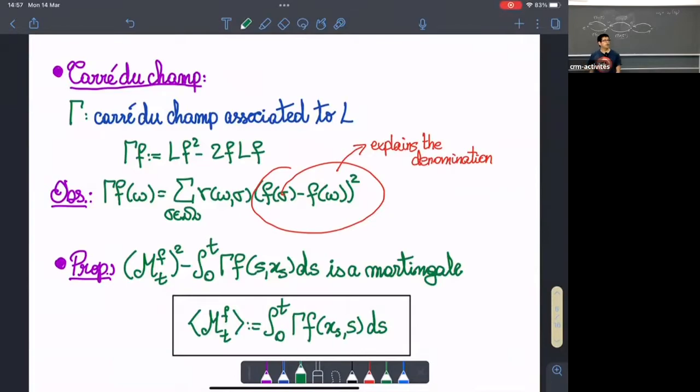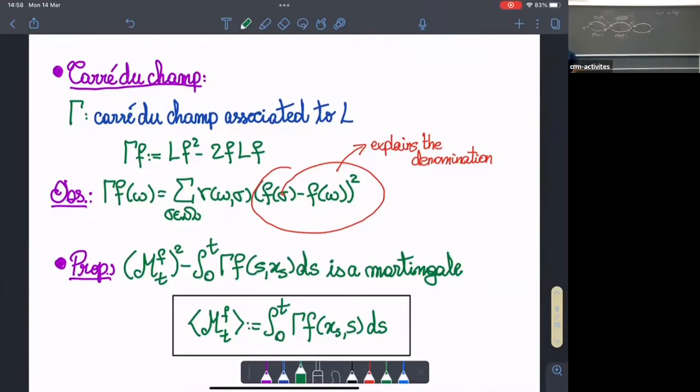Okay, so what is the Carré du champ associated to L? There is actually a family of operators. These appeared in algebra, actually. You have a linear operator, and then out of this linear operator you do some bracket construction that I don't really understand very well, and then suddenly you get this Carré du champ operator, which is a bilinear operator. So here it is a quadratic operator: instead of being linear, it's quadratic in f. By polarization, you can also define a bilinear operator, like a gamma of f comma g.